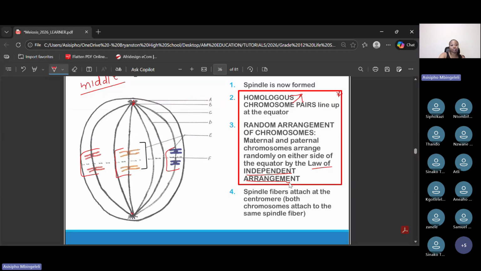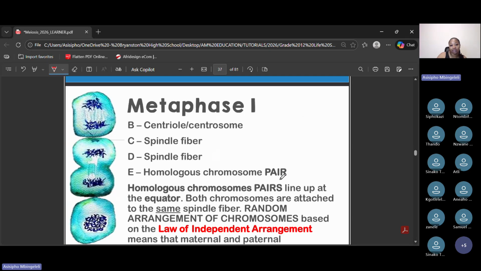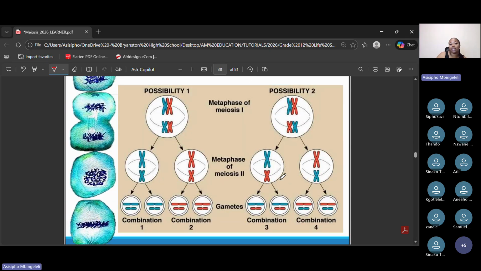So if this is your chromosome from the father and this is chromosome from the mother, there is no particular order to say all the chromosomes from the father, please come on top, and then all the chromosomes from the mother, you are here at the bottom. There is no particular law or arrangement for that. It is independent. What is at the middle of the equator? The marriage, homologous chromosome pairs. That is metaphase. Then this is explaining the random arrangement of chromosomes. It can be in any order. That's what you need to know.